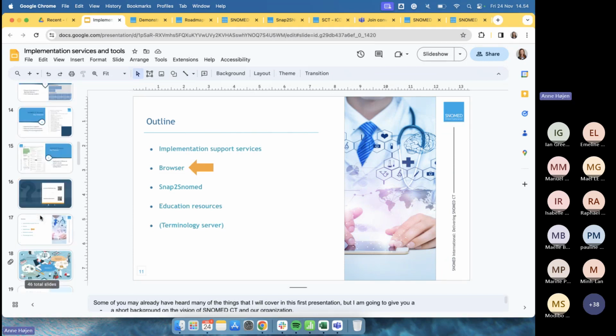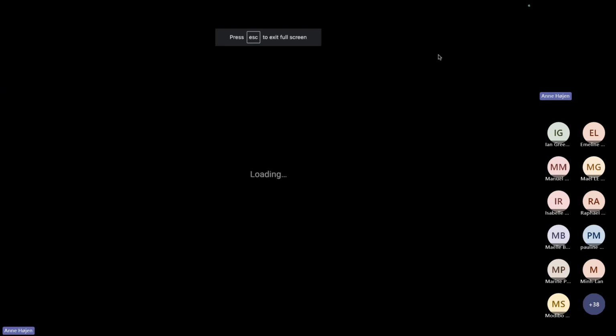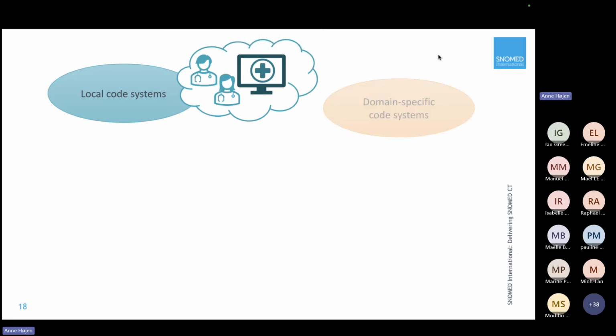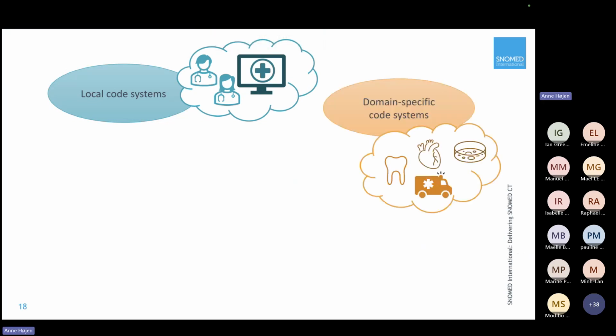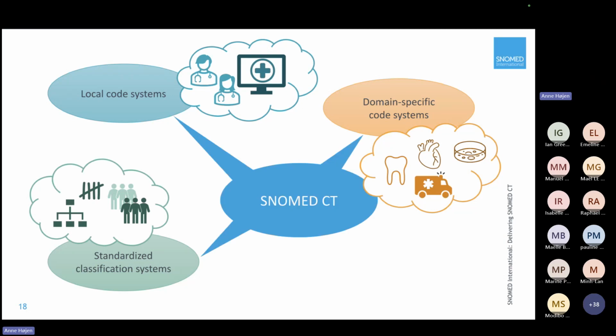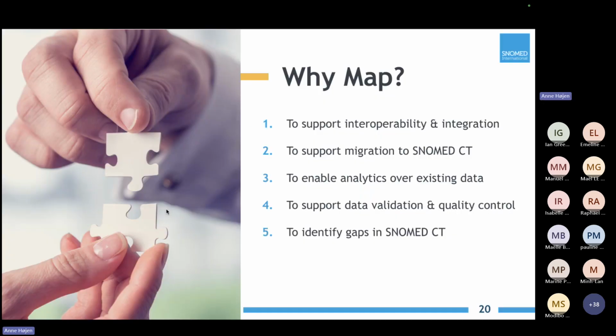Snap2SNOMED is a mapping tool that allows you to go from local code systems, domain-specific code systems, or maybe a standardized classification system, to SNOMED. You need it every time. You need it very, very often in an implementation. You access Snap2SNOMED via this link here.